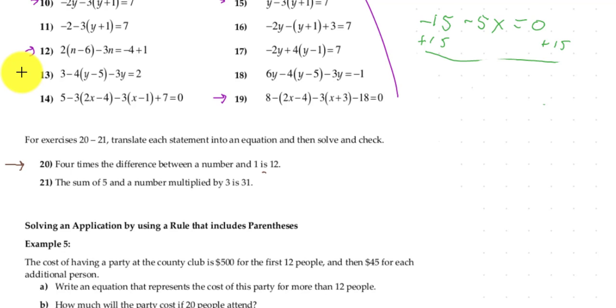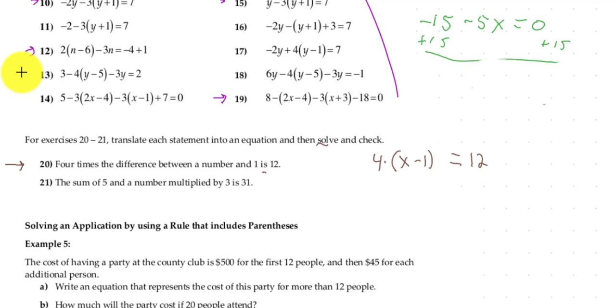So I know the word is means equals, so I'm going to write equals 12. And then it says 4 times. So this is 4 times, and then the difference between a number, so we'll say x is equal to a number, and 1. So the difference between a number and 1 multiplied by 4. So that's what they ask us to do.